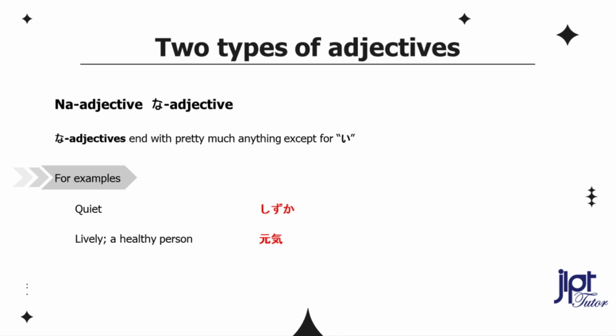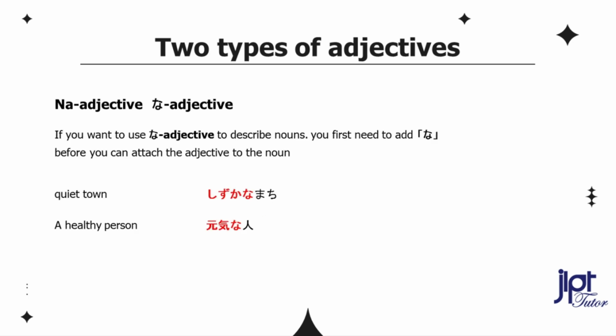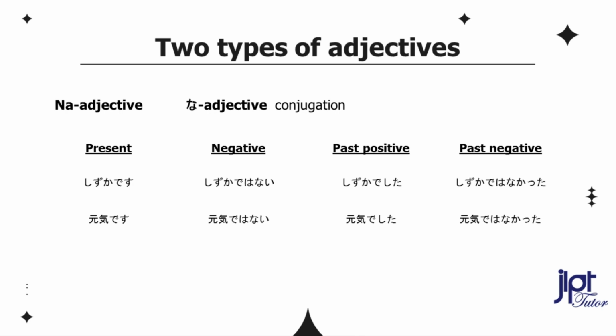Na adjectives. Na adjectives end with pretty much anything except for i. For example, quiet, 静か, lively, healthy, 元気. If you want to use na adjectives to describe nouns, you first need to add na before you can attach the adjective to the noun. A lively, healthy person, 元気な人.